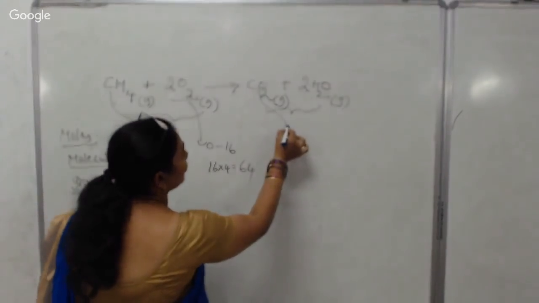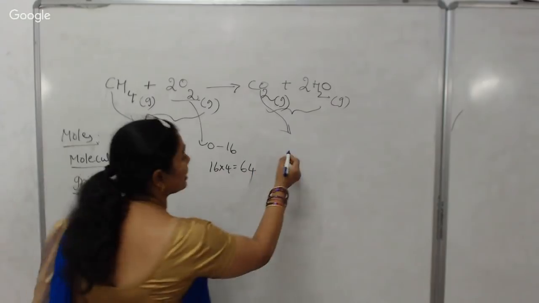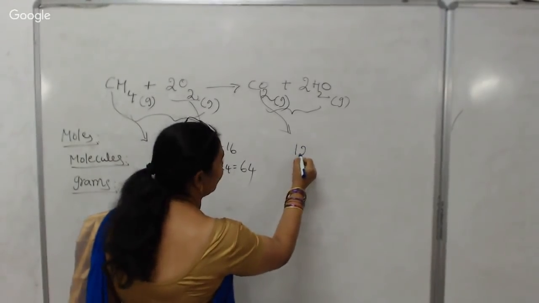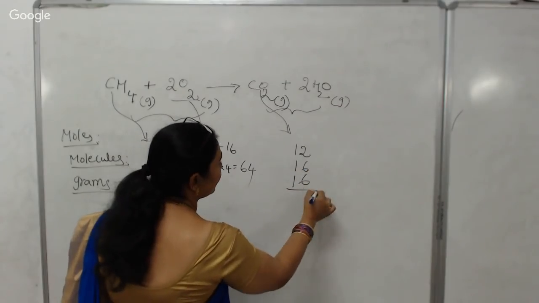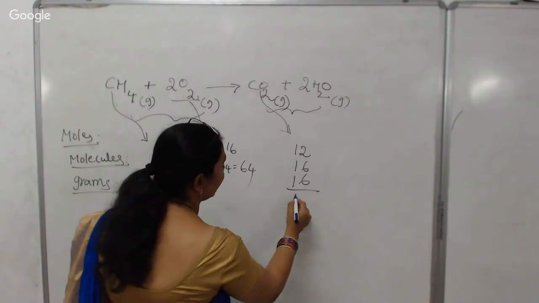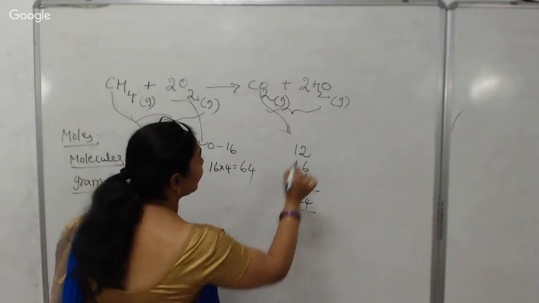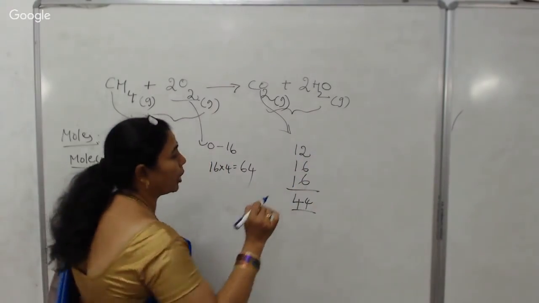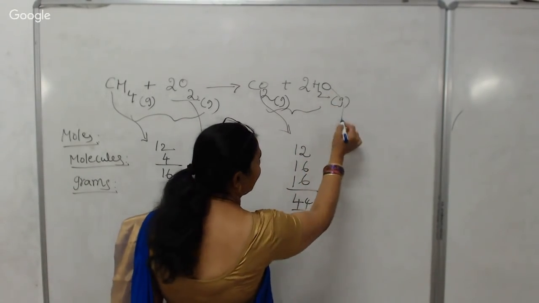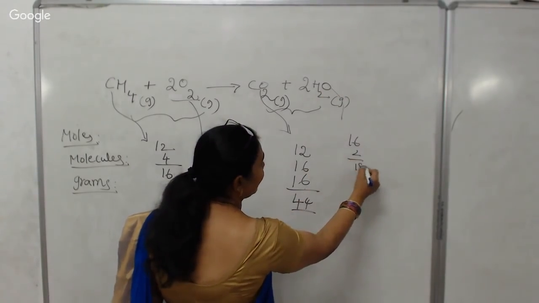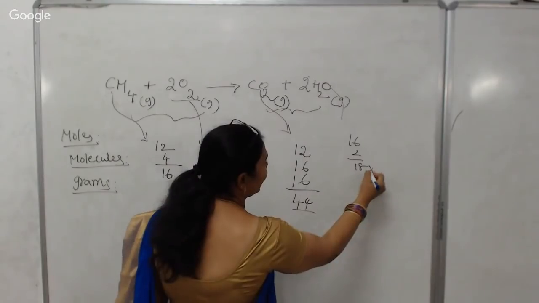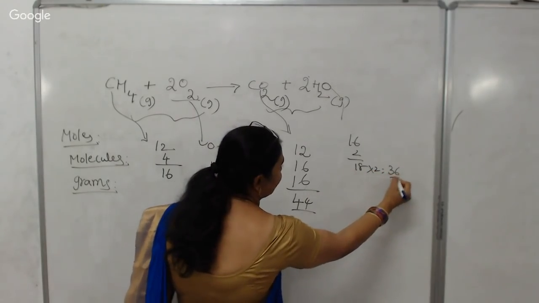And next, carbon dioxide, how will you calculate the molecular mass? Each carbon atom is 12. 1 carbon atom and 2 oxygen atoms, 16 and 16. Then it is 44. Right? And a water molecule, 1 water molecule is 18. Yes or no? 1 oxygen atom, 16, and 2 hydrogen atoms, 2, it is 18. But 2 moles are there, so 18 into 2, it is 36.